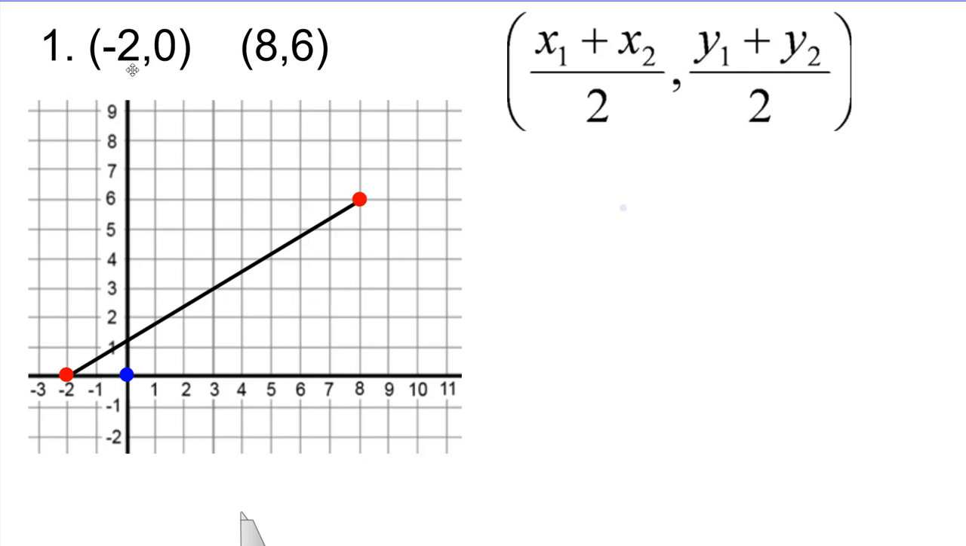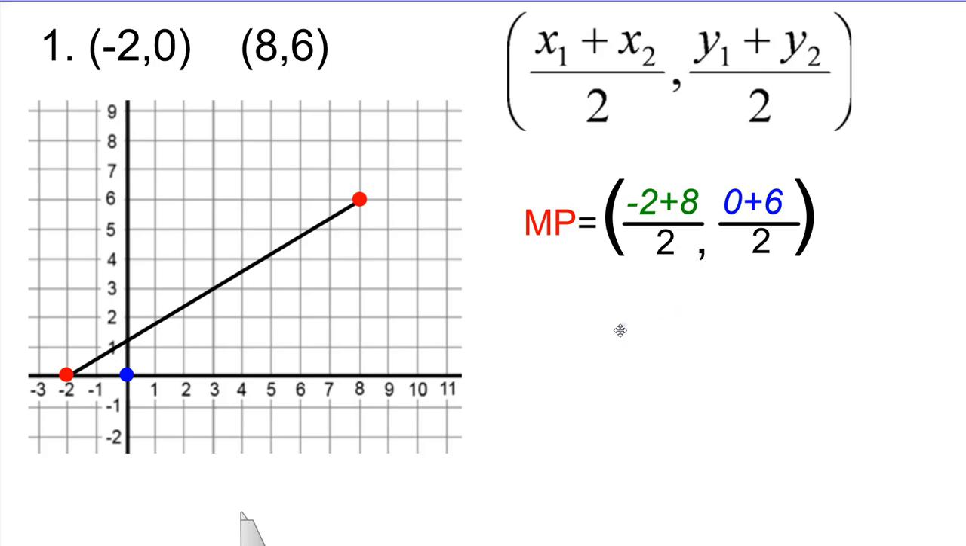So let's go ahead and do our averages of the x's and averages of the y's. -2 plus 8 is going to be 6. Half of 6 is 3, and then 0 plus 6 is also 6, and half of 6 is also going to be 3. So that's going to give us a midpoint at (3, 3). If we graph it out, we can see that.